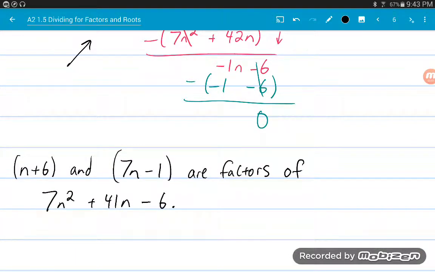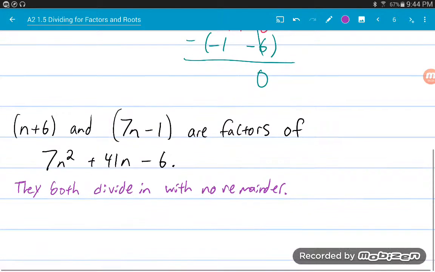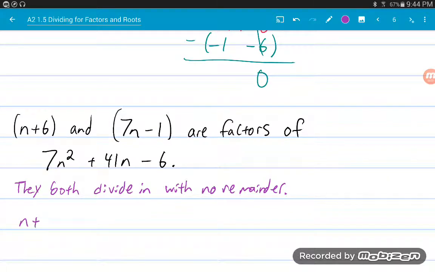That means they both divide in with no remainder. It also means that n plus 6 times 7n minus 1 would be equal to 7n squared plus 41n minus 6. So those are the corollaries, the things that we know because of this.